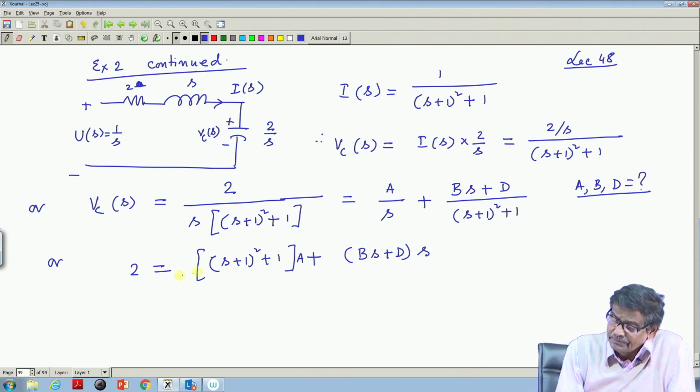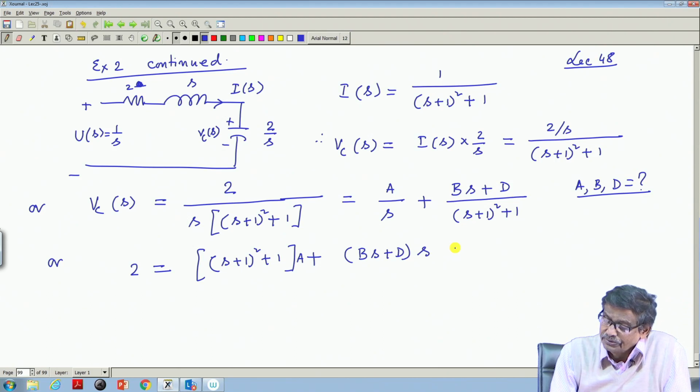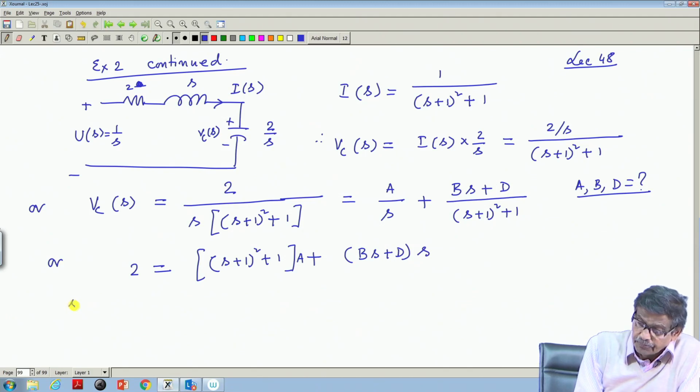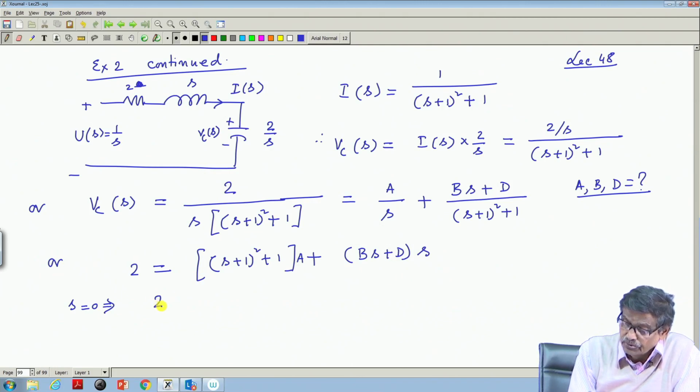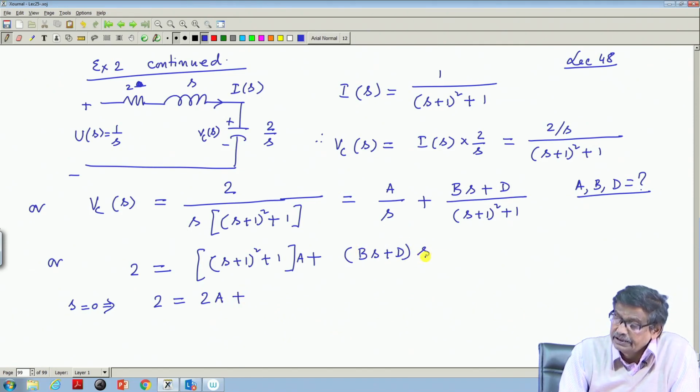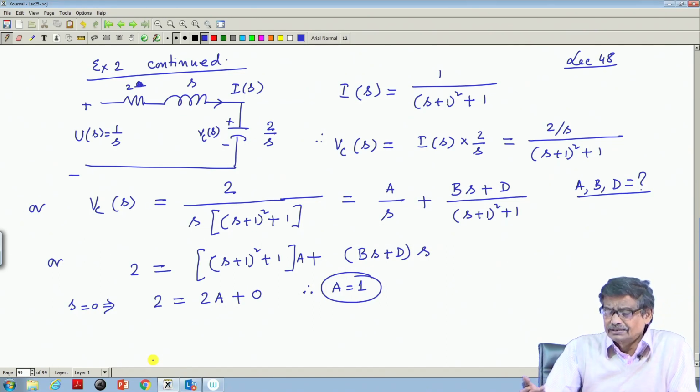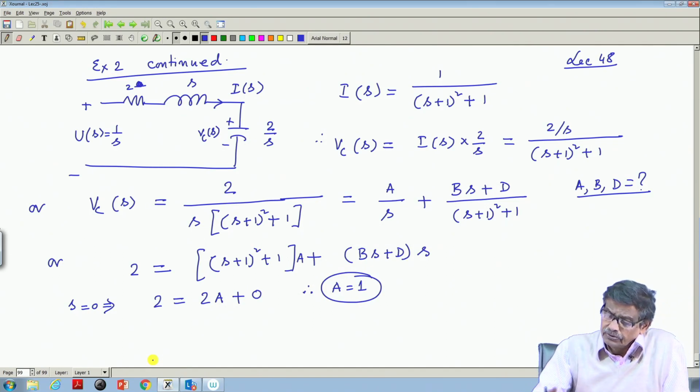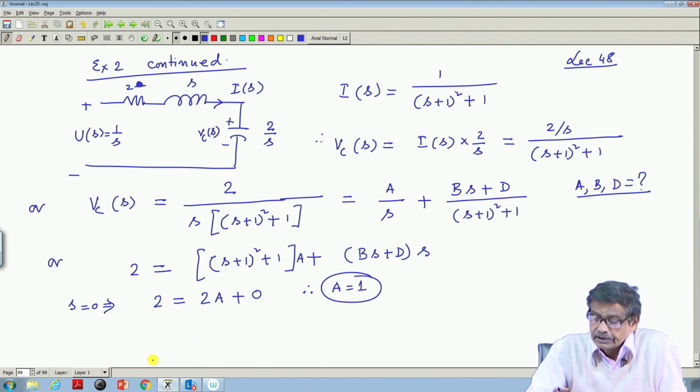Now, the value of A can be easily calculated by putting s equal to 0. This B and D will go. So, if you put s equal to 0 on both sides, you will get 2 is equal to 1 square plus 1, that is 2, into A, plus this term will be 0 because the whole thing is multiplied by s. Therefore, your A will be equal to 1. If you practice it, you can do it in a faster way. So A is 1, one constant is obtained.